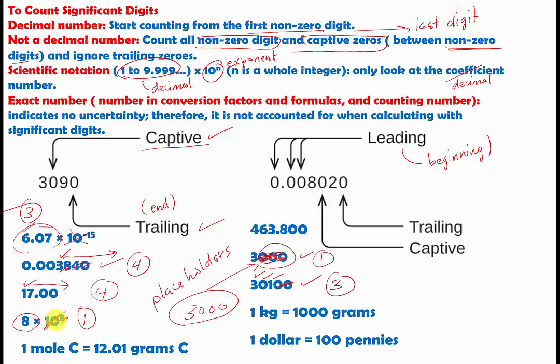What does that mean? That means when you do your calculation, you kind of ignore the significant digits in exact numbers. For instance, we have 1 mole of carbon equal to 12.0 grams of carbon. Or we have $1 equal to 100 pennies. Or we have 1 kilogram equal to 1,000 grams. Now, in this case, we don't care about the significant digits in these numbers when we do our calculation because they are not measurements.